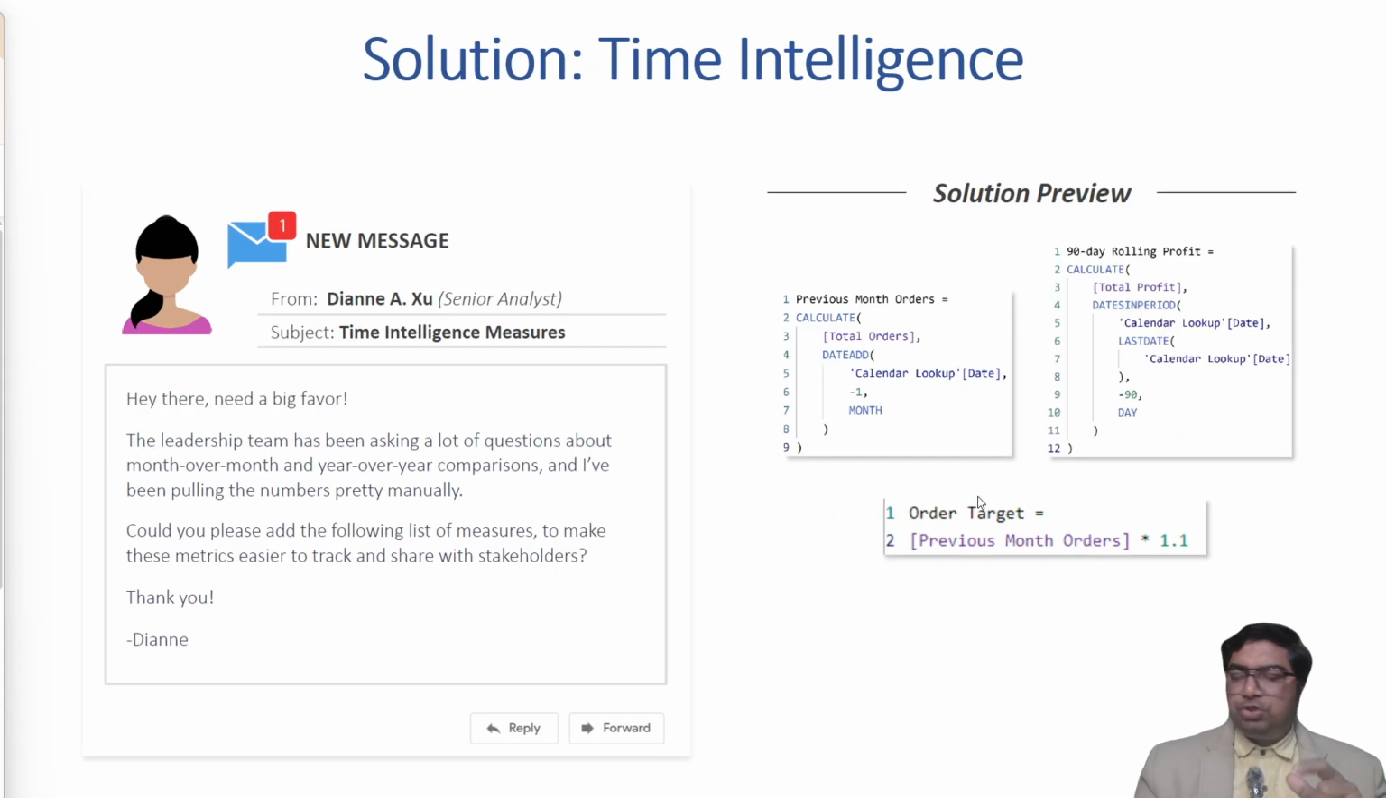I have already shown the solution before starting the video. We need to create a formula like this: CALCULATE total order, DATEADD, and the dates, -1. Actually, this is the previous month formula. This is the 90 days rolling formula, and the order target would be solved like this. So let's quickly jump into Power BI and do this practically so that it is very easy to understand. I'll open Power BI.